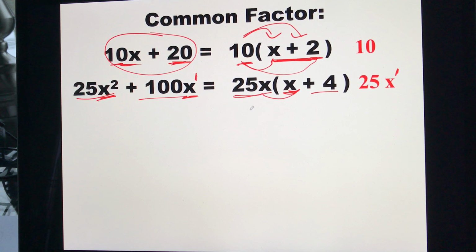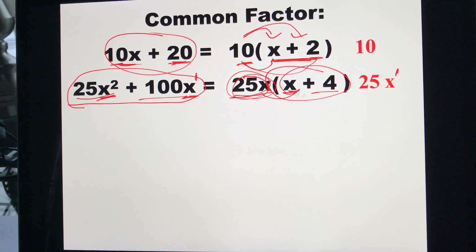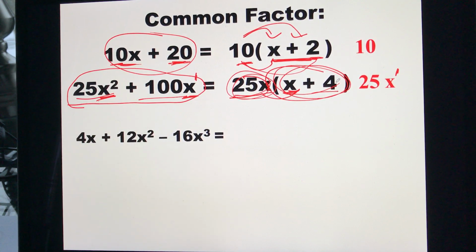So this is now factored. This expression, this binomial, is now written as something times something else. That's factored. How about this one? Take a second and look at it.